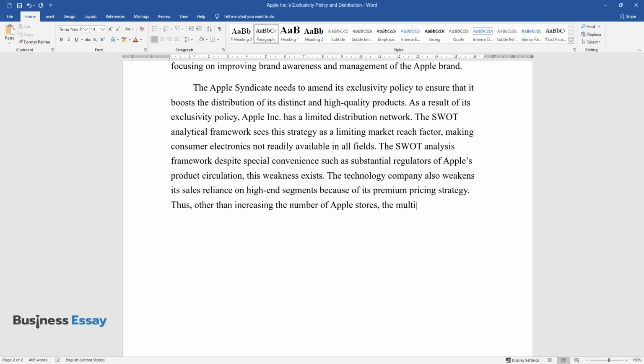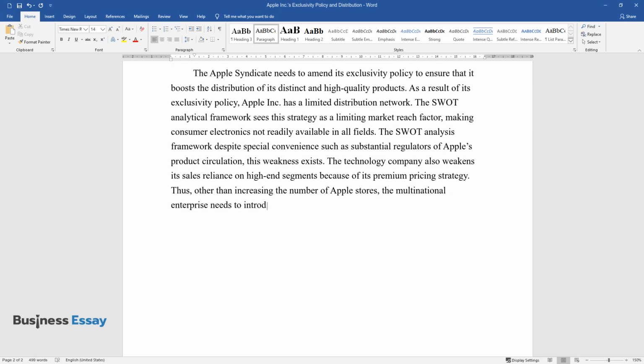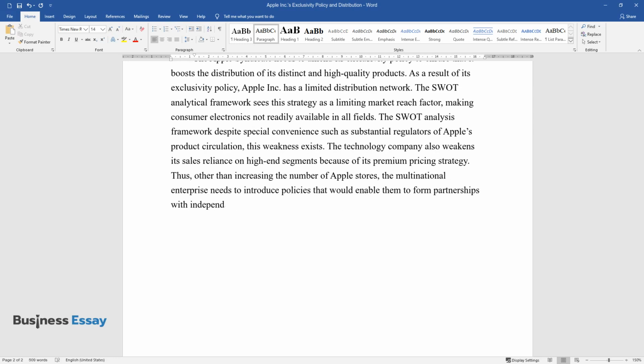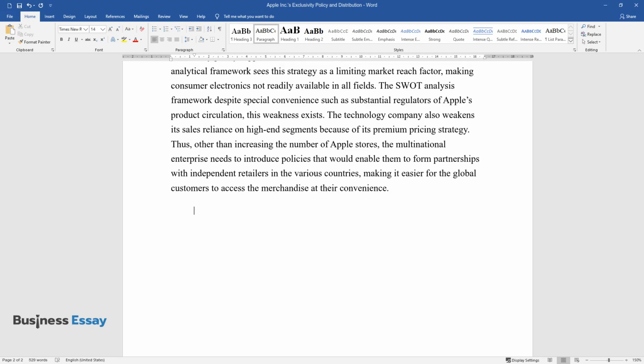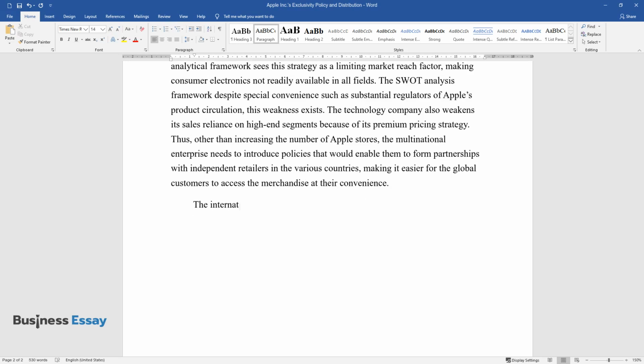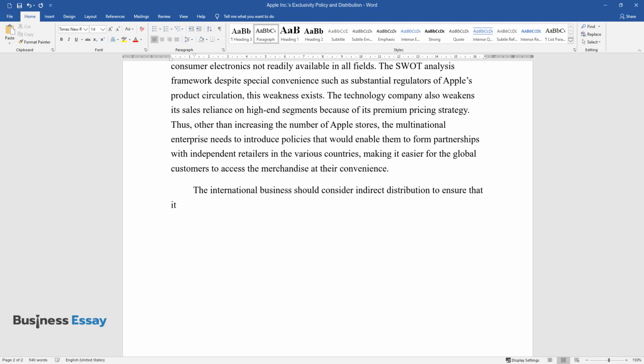Thus, other than increasing the number of Apple stores, the multinational enterprise needs to introduce policies that would enable them to form partnerships with independent retailers in the various countries, making it easier for global customers to access the merchandise at their convenience. The international business should consider indirect distribution to ensure that it maximizes its profit.